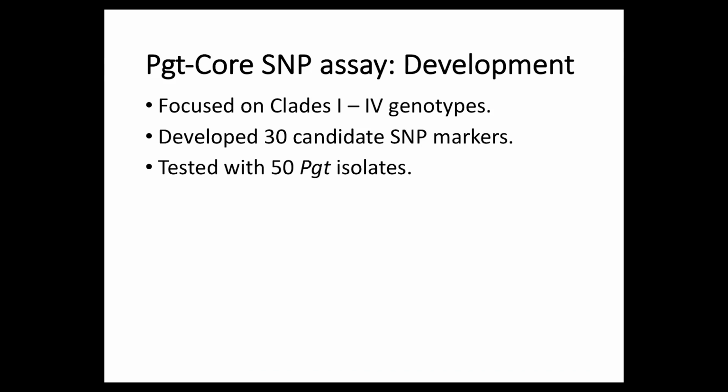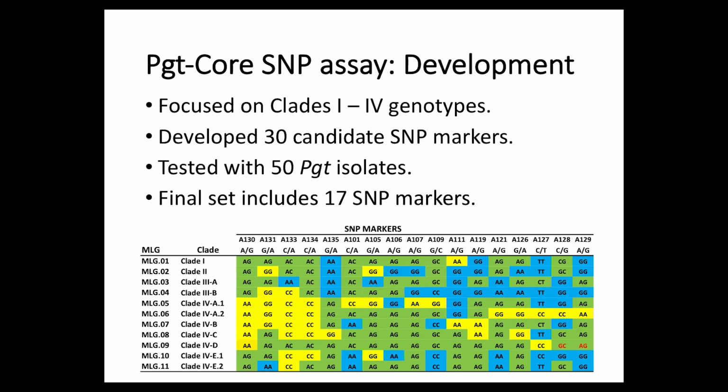Using the SNP chip data, we mined that data to develop a number of candidate SNP markers, and then we tested those initially on 15 PGT isolates. We came up with a final set of 17 SNP markers that is able to distinguish between each of the 11 different MLGs, in addition to distinguishing between known other genetic groups within our phylogenetic tree.